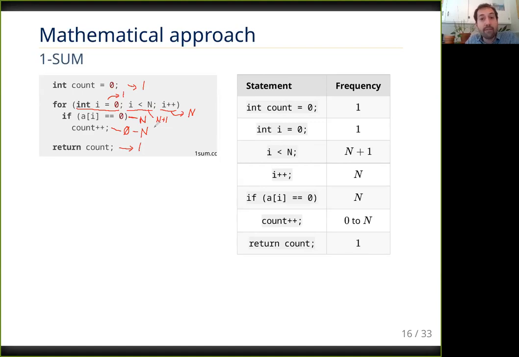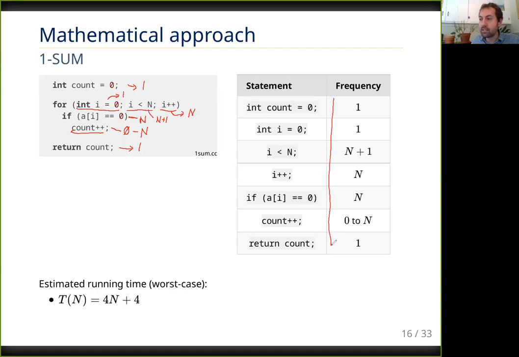So now that we have the frequency of every single statement, what does it give us? Well, it gives us the entire running time. Here I made the calculation for the worst case scenario, which is when the array is full of zeros, and so we go through count++ all the time. If we add up all of those frequencies, which all depend on the input size n, that's the estimated runtime that we have at the end: n plus 4.